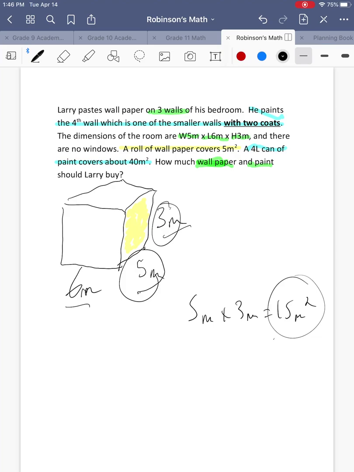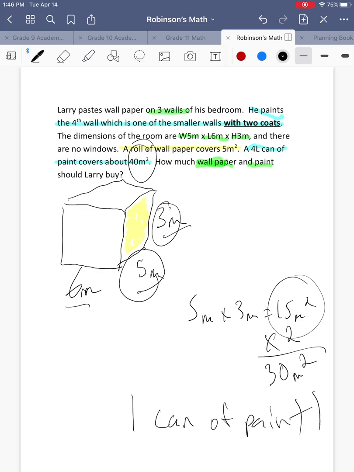However, you need to multiply this 15 by 2 because we want 2 coats of paint. So that is 30 meters squared of total surface area that we need to cover. And that still means that because the 4-liter can of paint covers 40 meters squared, 30 meters squared is under 40 meters, so we only need 1 can of paint.